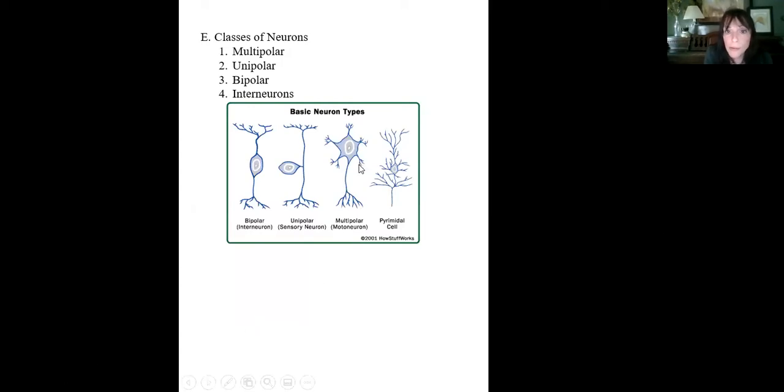And wrapping up with these particular illustrations, classes of neurons, multipolar. Here it is. You see the multipolar. It's very common with a motor neuron. And here are dendrites. You can see where the cell body is, the axon, the terminals.